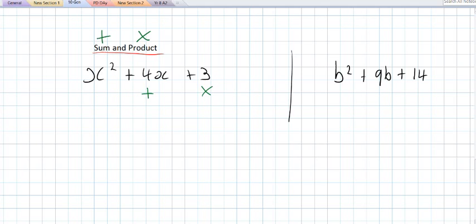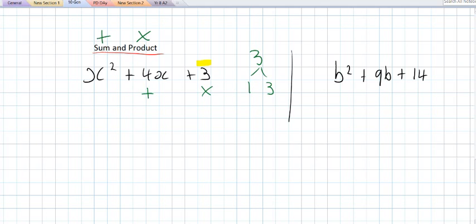So sum and product. What we're looking for is we always take the term with no x, so the 3 in this case, and try to find numbers that multiply together to equal 3. What two numbers multiply together to equal 3? 1 times 3. The multiplying one is always the final term, the one without the x, which is the 3. So we know that 3 is broken up into 3 and 1.